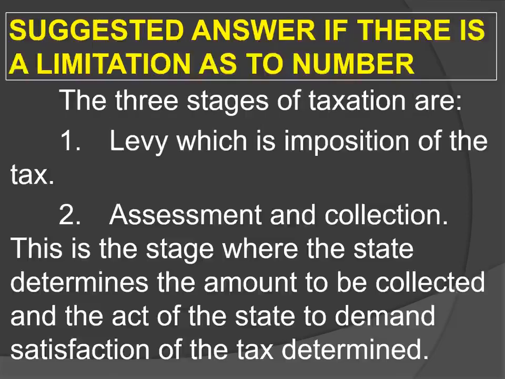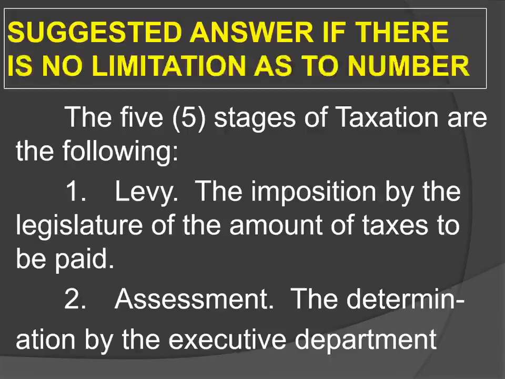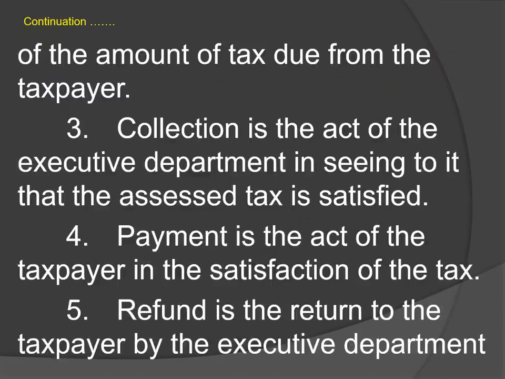You must combine some of them. So, since there is a limitation with respect to the number, this is what I suggest, how we're going to address it. There are 3 stages according to the question. So, you combine. What about if there's no limit with respect to the number? Then this time you write the 5 stages of taxation, stating specifically the meaning of each stage. So collection, payment, refund.